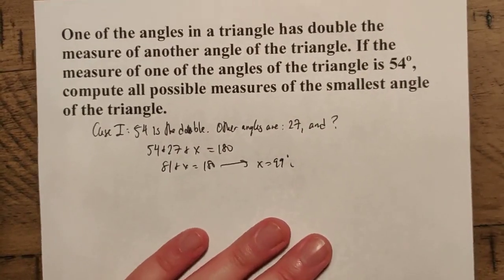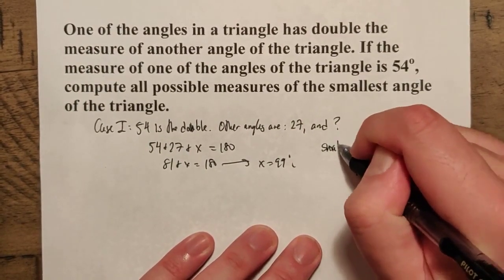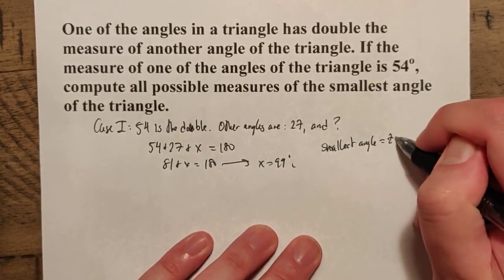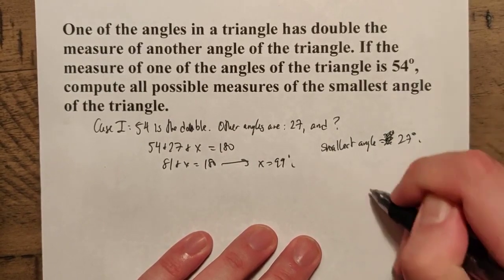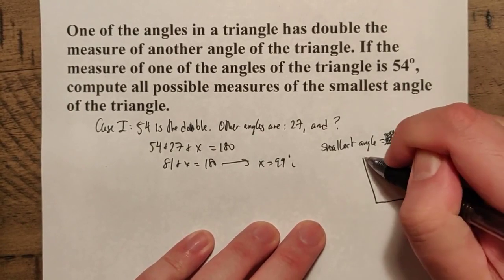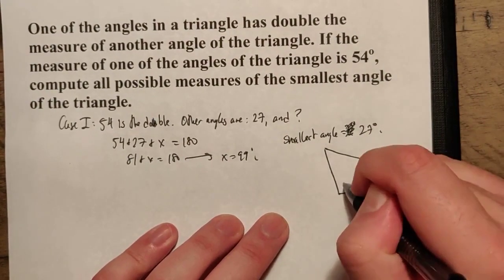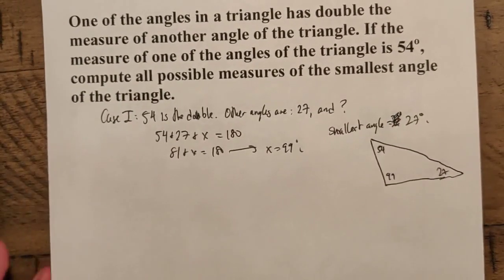So in this situation, that's one case that we can have here, and the smallest angle is therefore 27 degrees. So we can have something that looks like this here. Okay, 27, 99, 54. So that's one situation that could occur here.